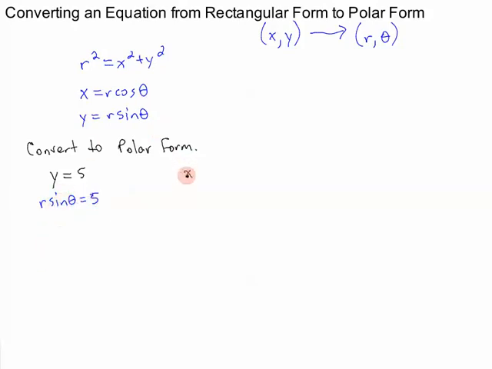Another one, x squared plus y squared equals 7, is very simple because x squared plus y squared is r squared. So r squared equals 7 would be the equation in this case.